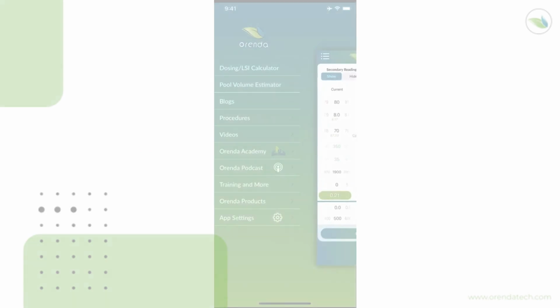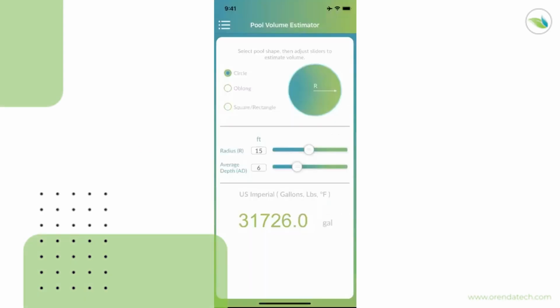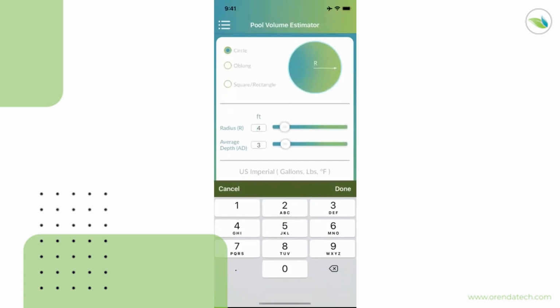So we're going to go to the main menu by touching those three lines at the top left. We have a pool volume estimator. What we can do is slide these dials and get numbers, or we can actually touch the number and type them in. This obviously is not perfect. Freeform pools are very different, but it's an estimator. It can get you pretty close.